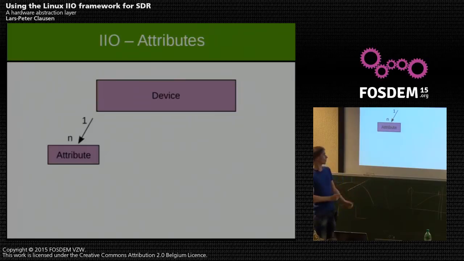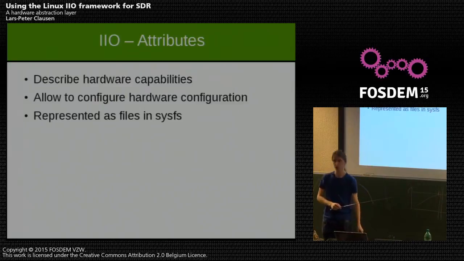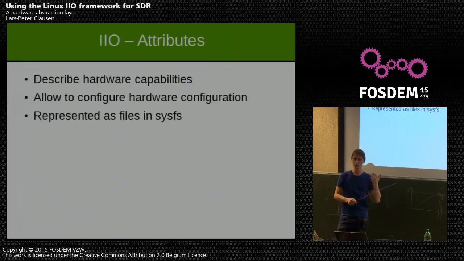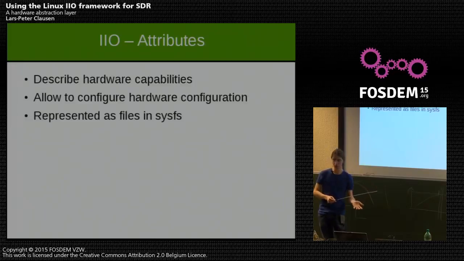So the next thing we have is attributes. One device can have as many attributes as it wants, and the attributes are responsible for two things mainly. One is describing the capabilities of the device, and the other is allowing you to configure the device. Configuring is pretty easy. You have a file, you can open the file, you can write a new configuration to it. Let's say we have sample rate. If you want to change the sample rate, you open up the file and write a new sample rate to the file.